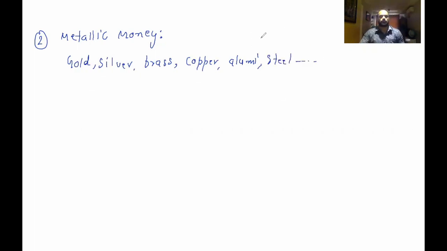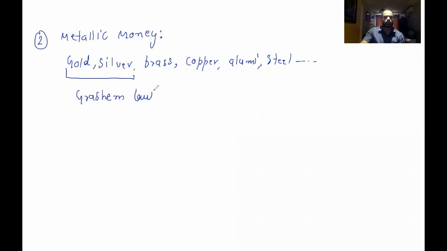Initially it was gold, silver, maybe brass, copper, aluminium, maybe steel, and so on. These are metallic money. Initially it was gold and silver, but because of Gresham's law, yes, Gresham's law.